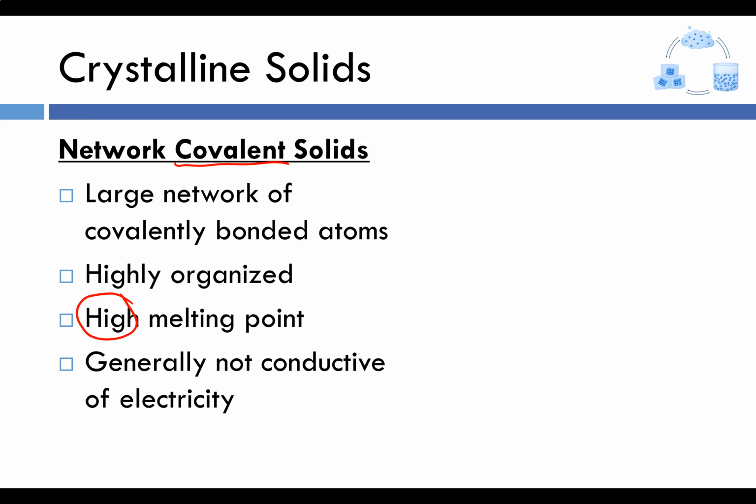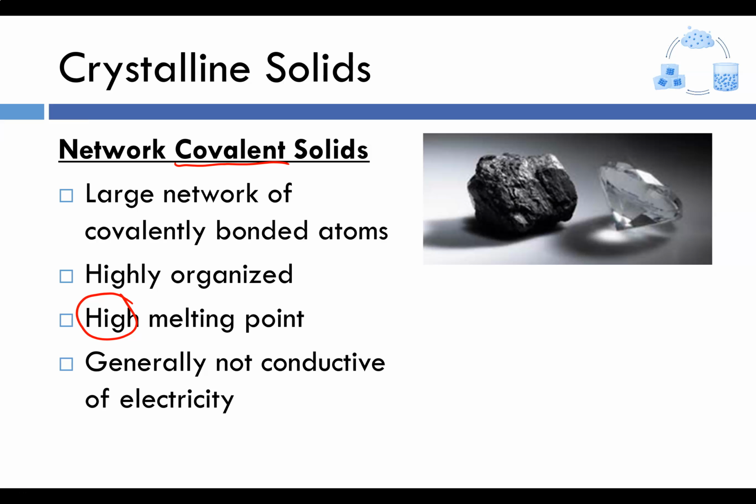There are a couple of network covalents that you're just going to have to memorize. You're already familiar with two of them. Here they are. We've got diamond and graphite. Another good example, it's not on here, but it showed up in those first pictures, like quartz. It's a good example of a network covalent solid.